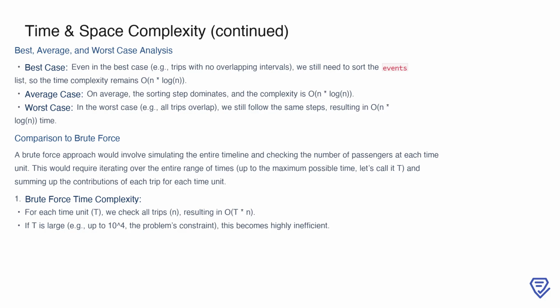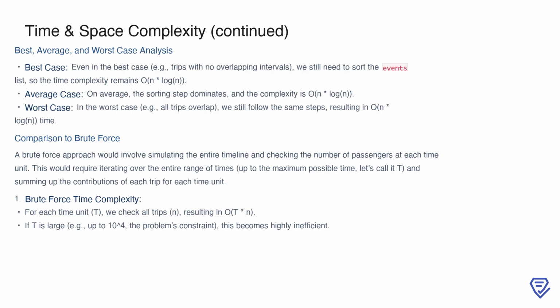Now let's analyze the algorithm under different scenarios. In the best case, even if no trips overlap, we still need to sort the events list, so the time complexity remains n log n. Similarly, in the average case, the sorting step continues to dominate, keeping the complexity at n log n. Even in the worst-case scenario, where all trips overlap, the algorithm does not change. Sorting and processing the events list still dictate the time complexity as n log n.